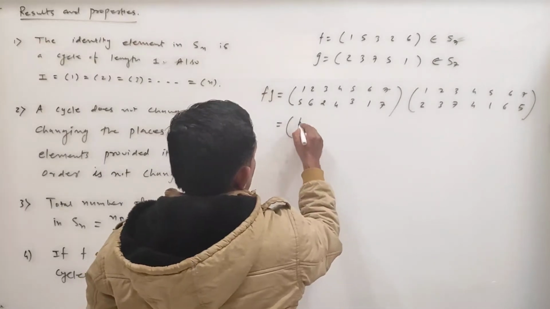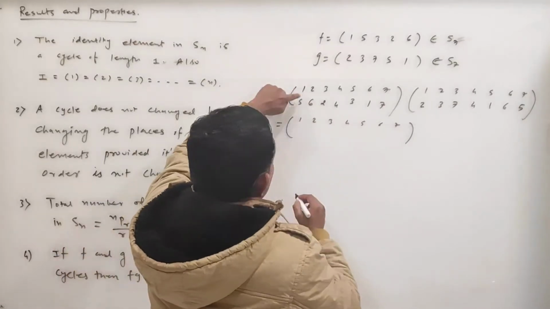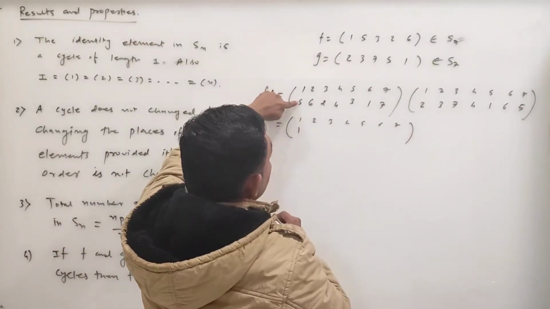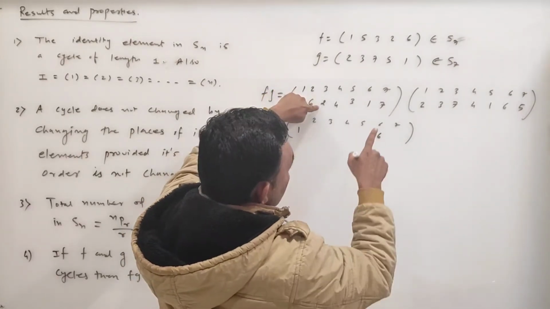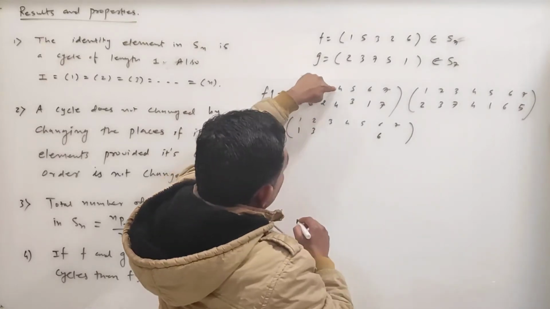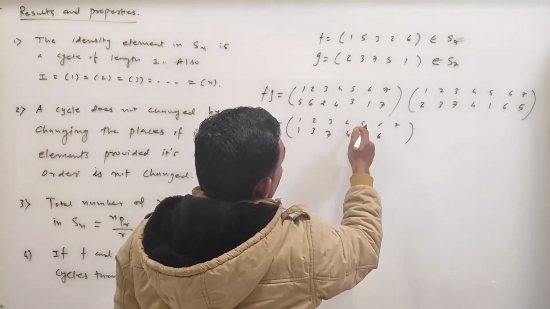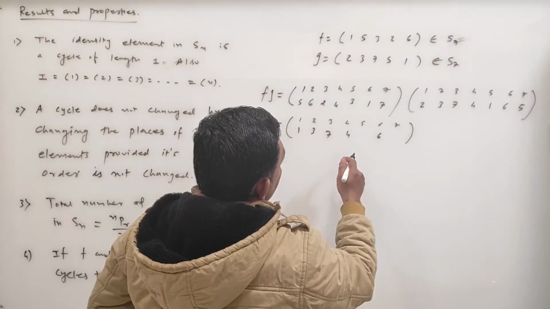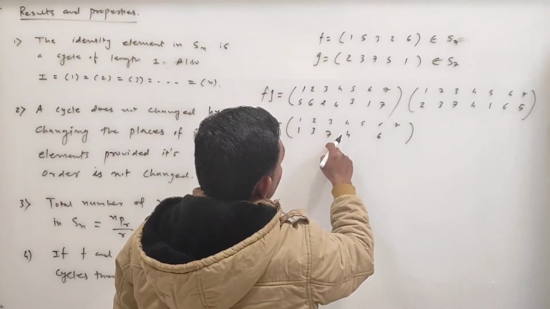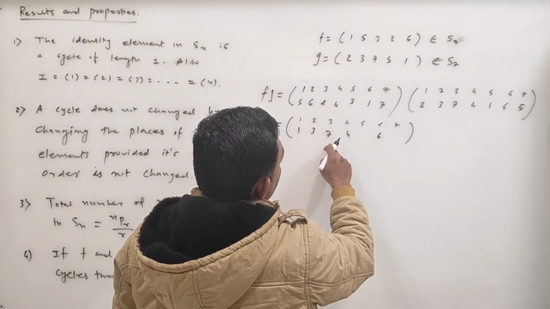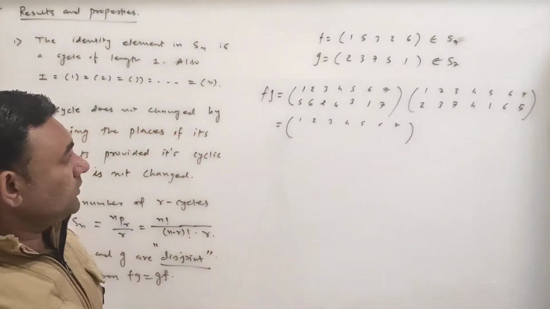And let us find out this. 1 2 3 4 5 6 and 7. So 1 goes to 5, 5 goes to 1, 2 goes to 6, 6 goes to 6, 3 goes to 2, 2 goes to 3, 4 goes to 4, 4 goes to 4, 5 goes to 3, 3 goes to 7. Sorry, what I did here, let me start computing from the beginning.